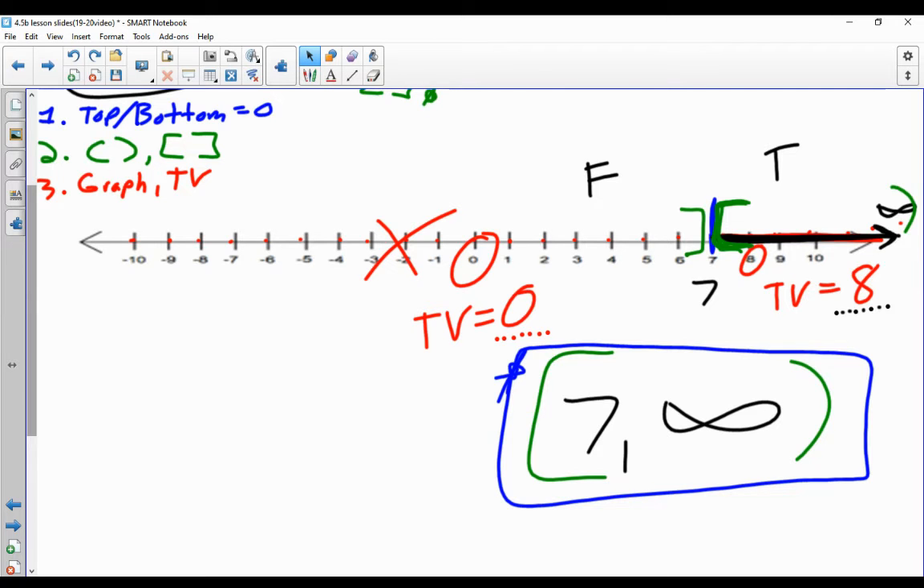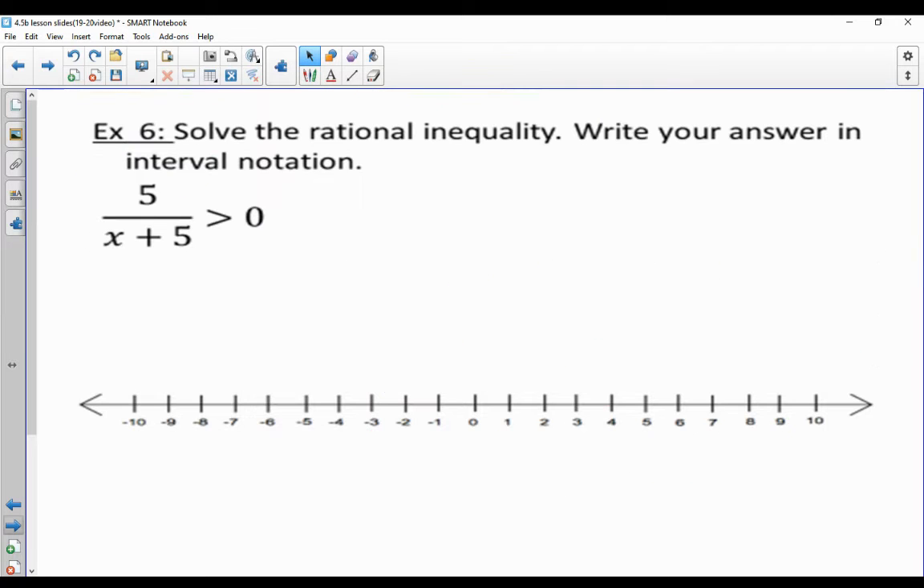Okay. So how about you try this one on your own? Go ahead and try it. Make sure you do every single step. You plug and chug every test value. Make sure it alternates, and then write your final answer. Go ahead and pause the video and try it now.